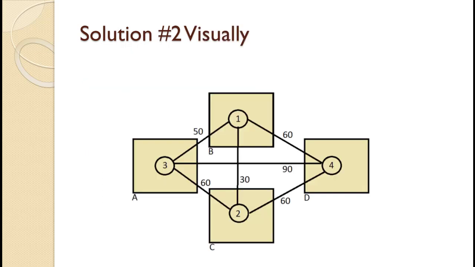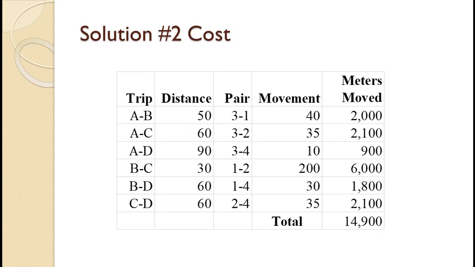The screen shows the solution visually, although distances are shown but not the number of moves. The screen shows the cost calculations. The total meters moved is 14,900. If you decide to rework the problem and swap out the AD and BC pairs, this is the number you would use for comparison.